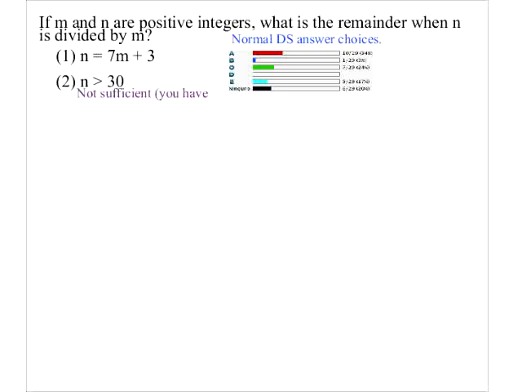And you definitely need information about m to solve this. You can't find out a remainder on dividing by m if you don't even know what m is. So that won't be sufficient. Let's do plugging for statement 1.